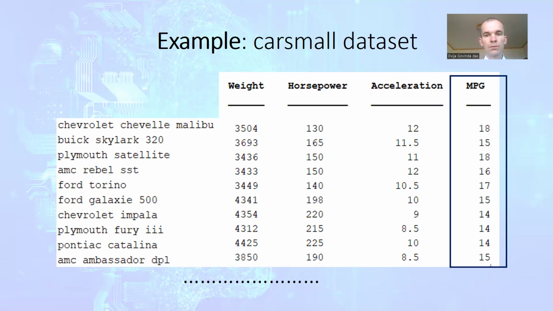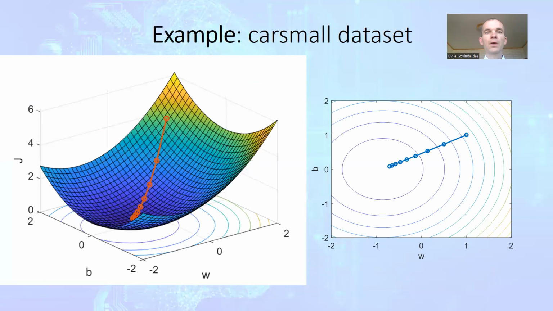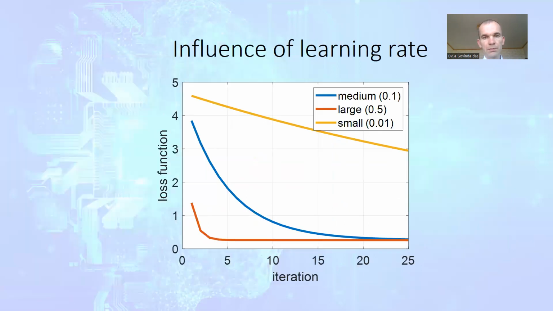Okay, if we return to our car-small data set, we can see this example of how the gradient descent method converged to the point of local minimum. It is depicted both directly on the surface of the cost function, which is shown on the left, and on the right on the contour plot of this cost function. So these points correspond to different iterations of the gradient descent method.